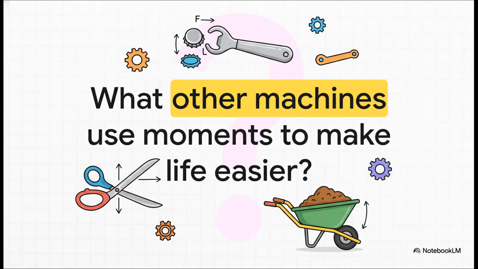And that brings us full circle right back to that door handle. A door handle is a lever. You apply a small force far from the pivot, the hinges, to create a moment big enough to turn the latch inside. It's genius. So now that you get the principle, start looking for it. It's everywhere. A bottle opener, a pair of scissors, a wheelbarrow, all using moments to make life easier. What will you spot next?